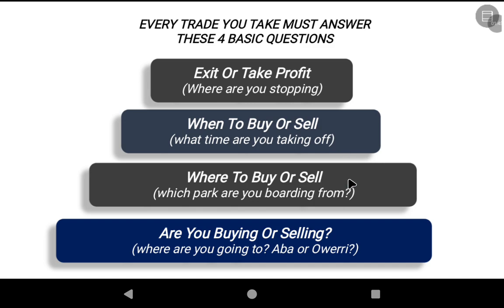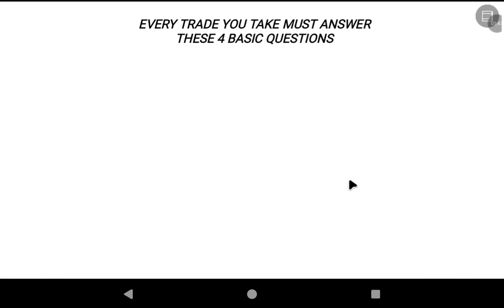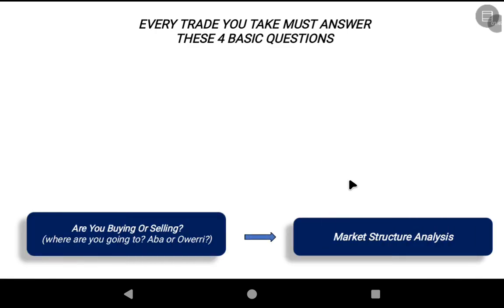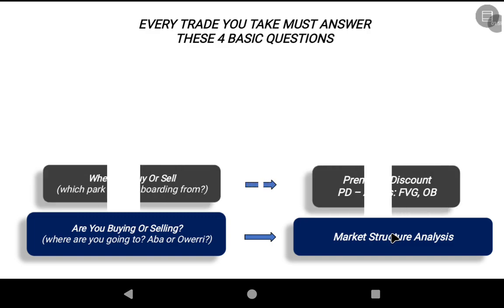Let's put this together so that we would understand it. The question of whether you are buying or selling is a market structure analysis question, right? Are you buying or selling from the higher time frame perspective? The next question that must be answered is where to buy or sell. This is your point of interest, and it makes sense for your point of interest to be in alignment with premium and discount, because it makes sense to buy cheap and sell expensive.